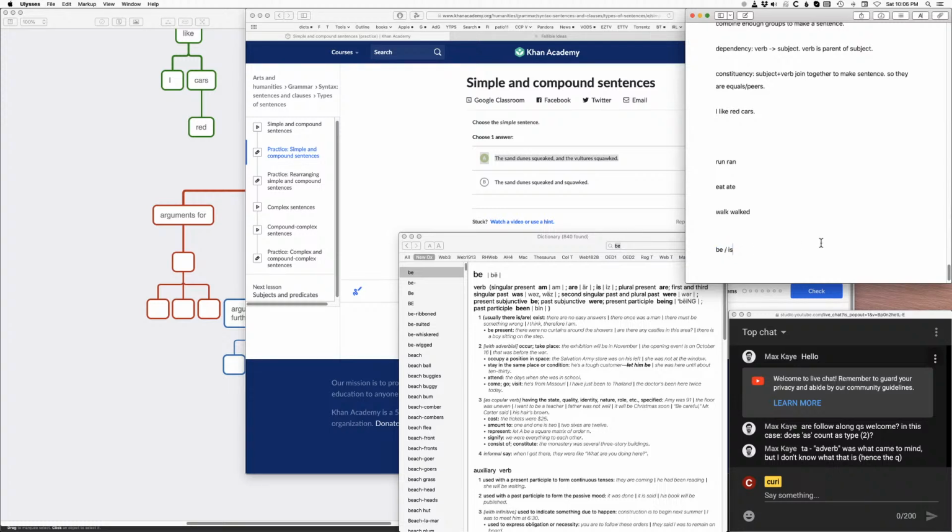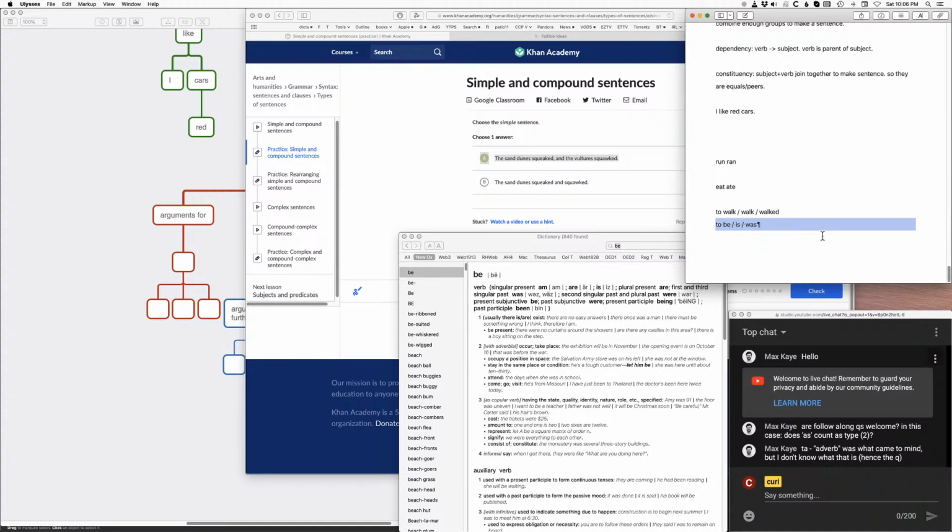Right. So walk, walked, eat, ate, run, ran, all kind of the same word. And then "be" is also the same word. Here, I'll show you the parallel. So you can see how these three all look the same and these three all look different.